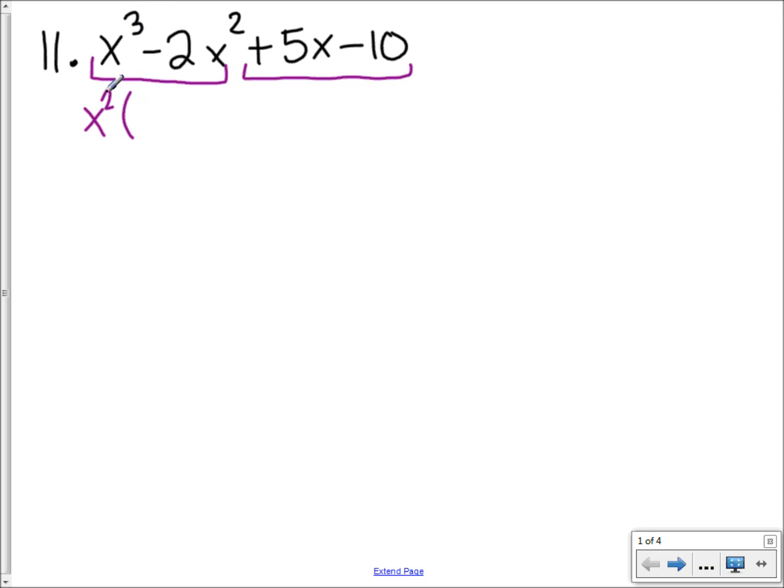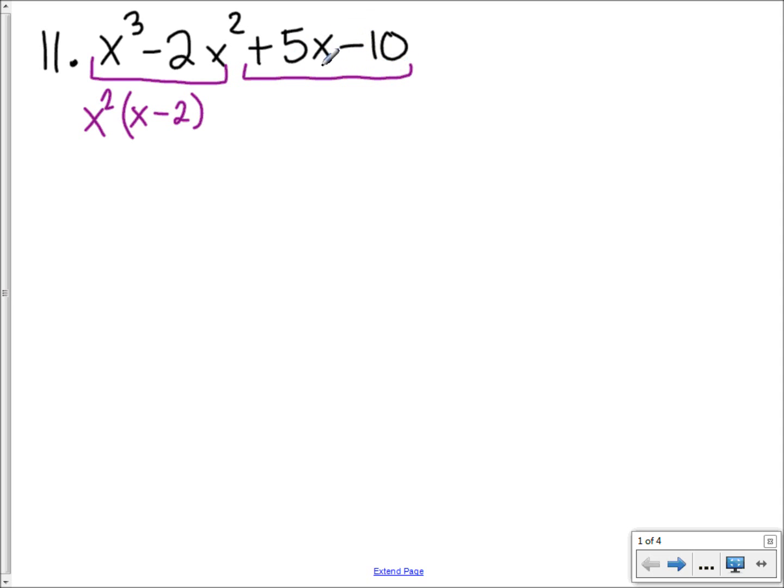Once I do so, I do the subtraction. 3 minus 2 is just 1x. And here, if these two go away, I'm completely left with -2. So the first set is factored. Now let's factor the second.